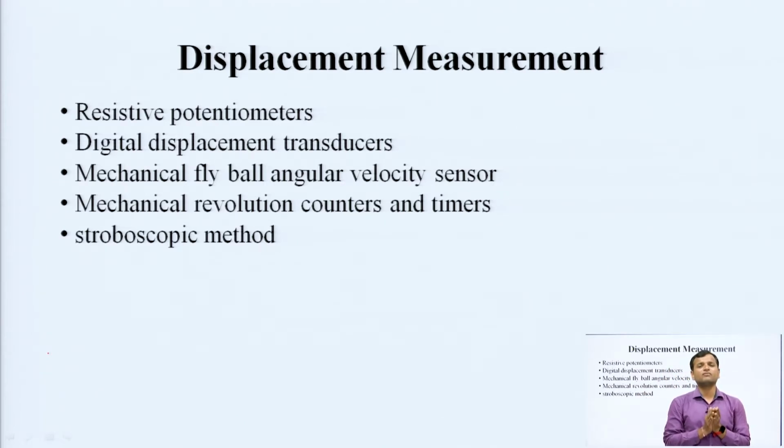In the last lecture we covered the resistive potentiometer and the digital displacement transducer. In this lecture we are going to see the basic arrangement of the mechanical fly ball angular velocity sensor, the mechanical revolution counters and timers, and the stroboscopic method.